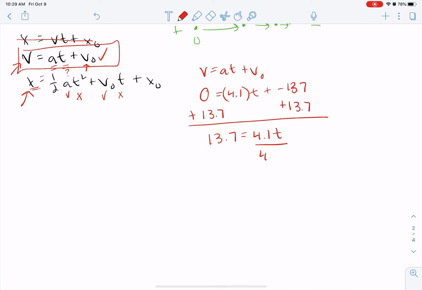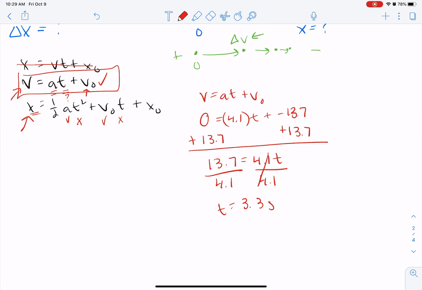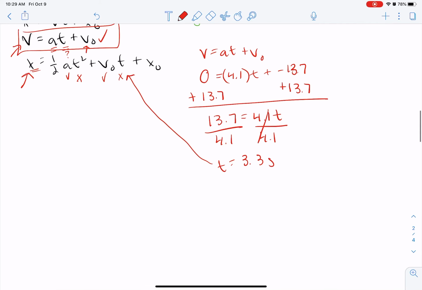Okay, let's divide by 4.1, divide by 4.1, and we get t equals 13.7 divided by 4.1. And I get an answer of 3.3 seconds. Okay, so this is my time. Time is not my final answer. So now what I'm gonna have to do is plug this back in here and use this second equation.